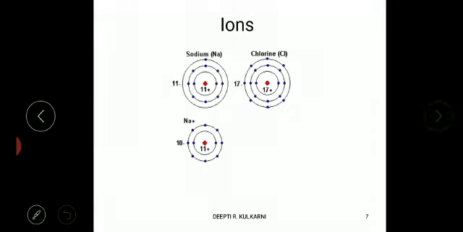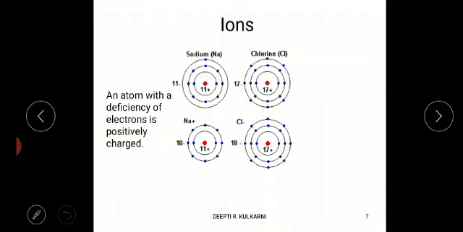So here I have taken one more example of sodium and chlorine. Sodium has atomic number 11 and chlorine has atomic number 17. Suppose we remove one electron from the sodium, then sodium loses an electron and becomes positively charged. Similarly, if we add one electron to the chlorine, then chlorine gains an electron and becomes negatively charged.